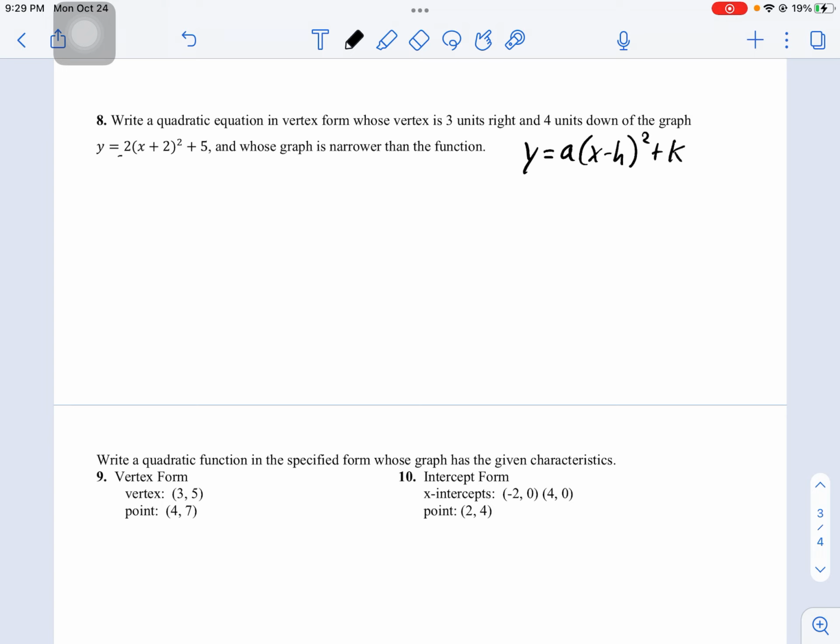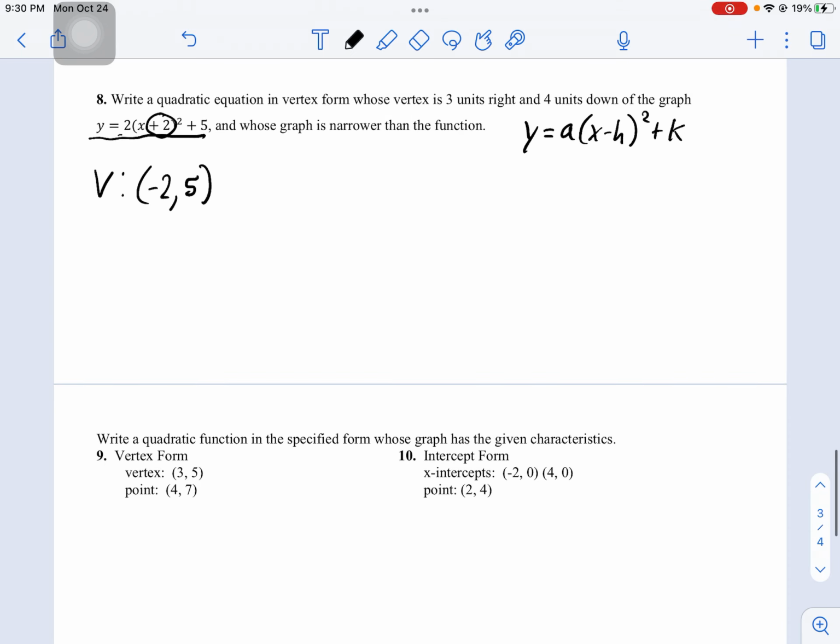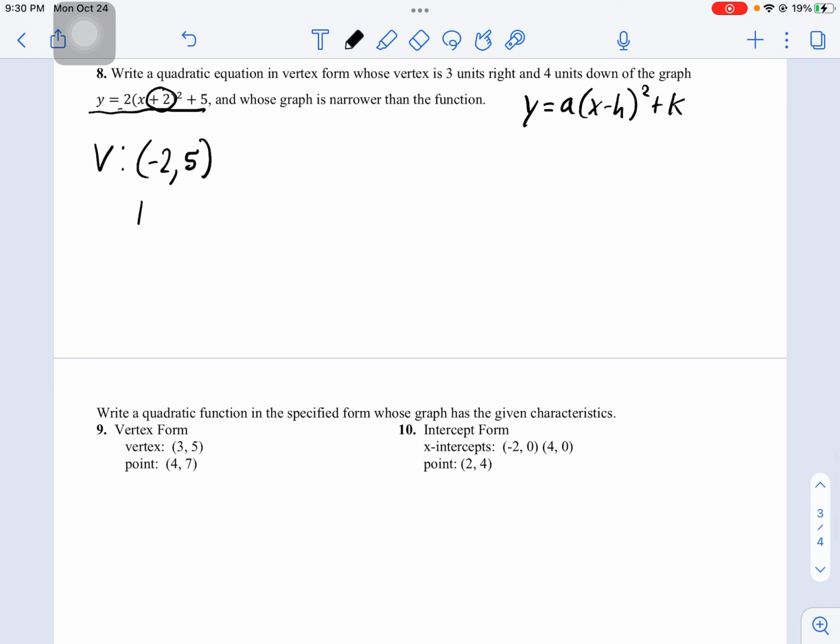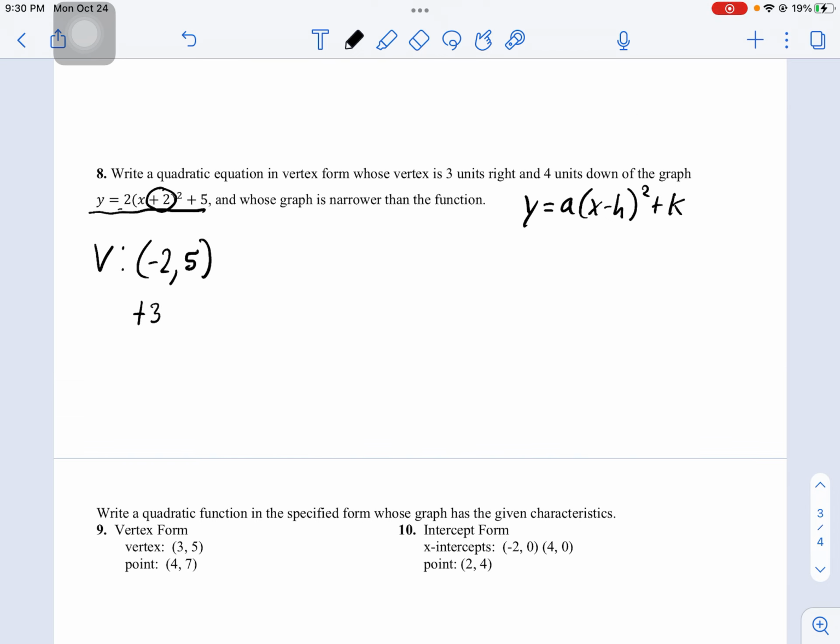So that's how the equation right now is written. We want to make sure to take note of that. What I always like to do is start off with the vertex. My vertex here is currently (-2, 5), because it's the opposite of +2. And then I need to move that 3 units to the right and 4 units down. So if I want to move it to the right 3, I'm going to add 3. And if I want to move it 4 units down, I'm going to subtract 4. So my new vertex is -2 plus 3 is 1, 5 minus 4 is 1, and I get the coordinate (1, 1) for my new vertex.